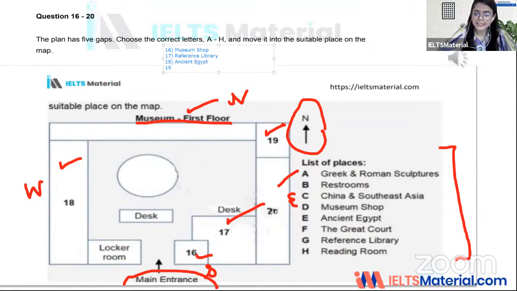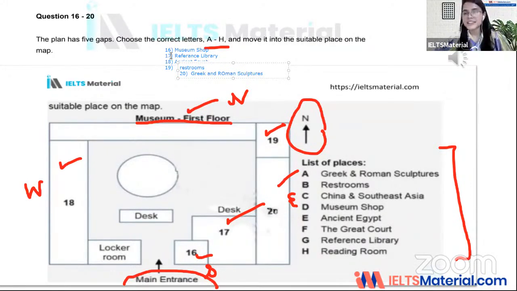The 19th answer, any guesses? Still no? Okay, the 19th is your restroom. This is where the audio says, to the northeast corner, you will find your restrooms. The 20th one and the last one is your Greek and Roman sculptures. So these are your answers. I hope it is a bit clearer than before.